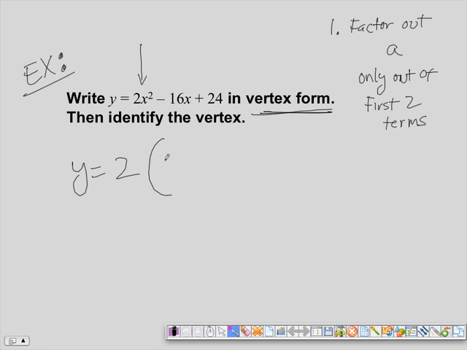Watch. 2 times x squared gives me 2x squared. Minus what? 8x. Now, I'm stopping there. I'm going to end the parenthesis, but I'm going to leave a space. This times this gives you this, correct? I still have plus 24. Isn't this the same as up above? Is it not? Right now it's the same. What could I do to this right here? Step 2, complete the square.